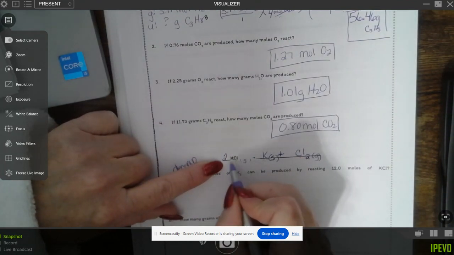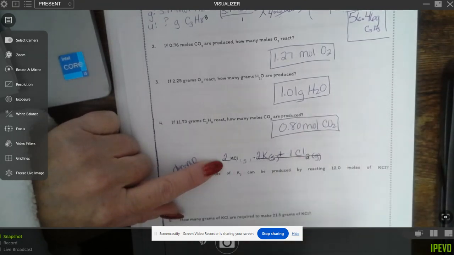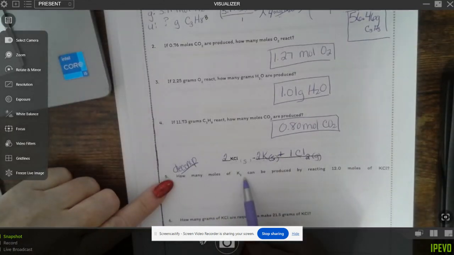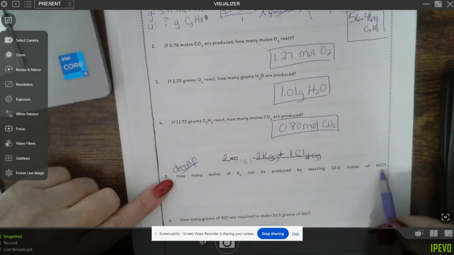Now I have 2 chlorine, but I have 2 potassium. So a 2 there, and my equation's balanced. Okay? All right, so let's just see. What does this say? How many moles of K2 can be produced by reacting 12 moles of KCl?